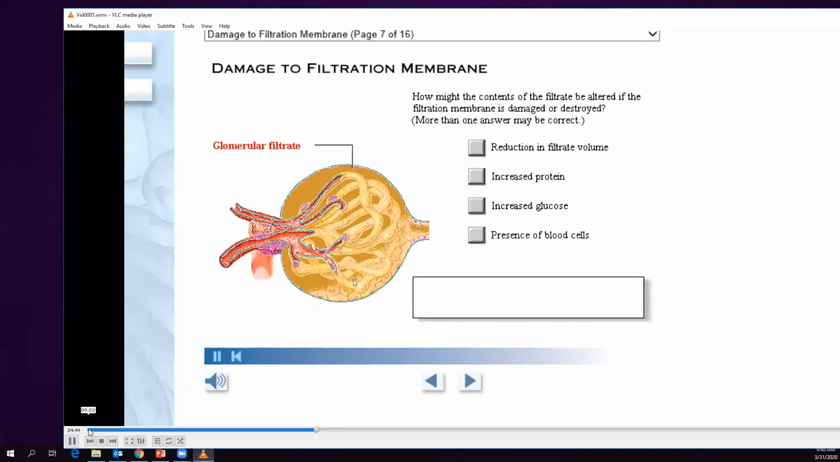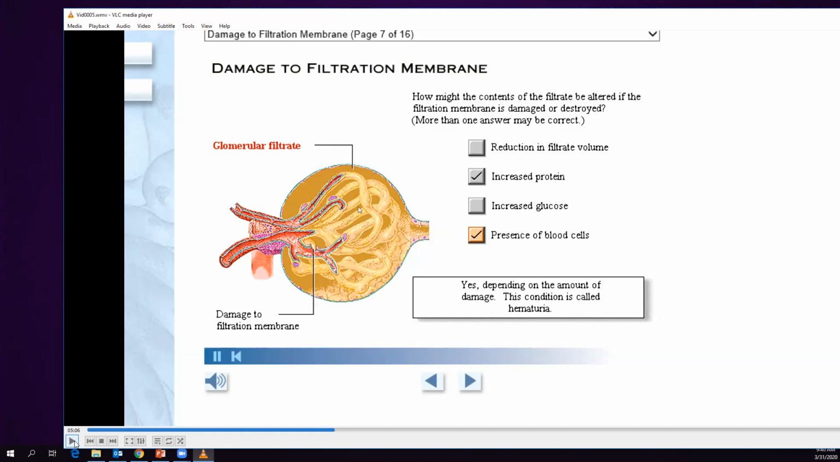How might the contents of the filtrate be altered if the filtration membrane is damaged or destroyed? More than one answer may be correct. Yes, producing a condition called proteinuria. Yes, depending on the amount of damage, this condition is called hematuria. Okay, so remember I told you if the filtration membrane is damaged, then you'll have protein in your urine and blood cells in your urine, neither one of which you ever want.